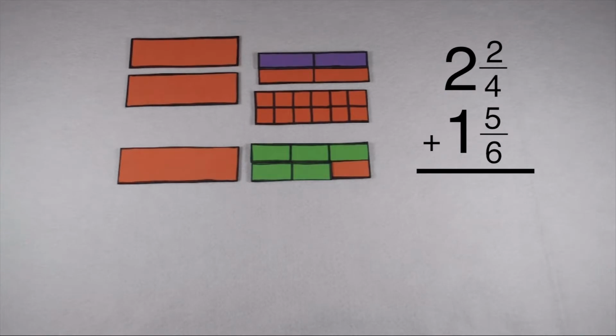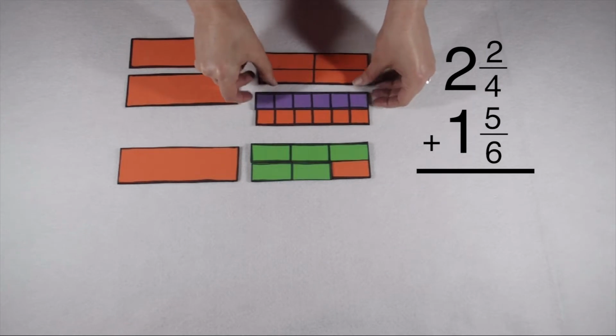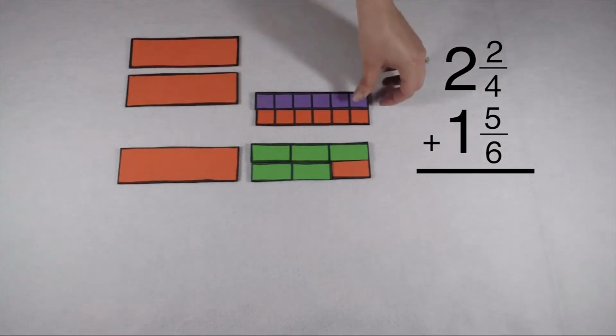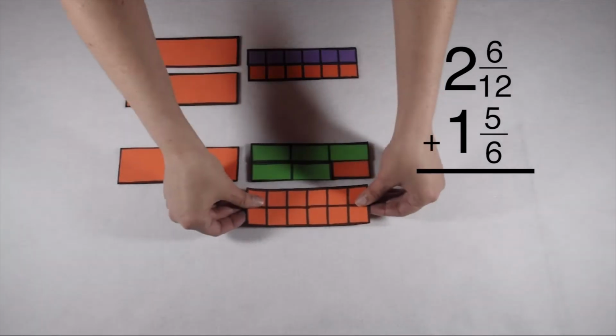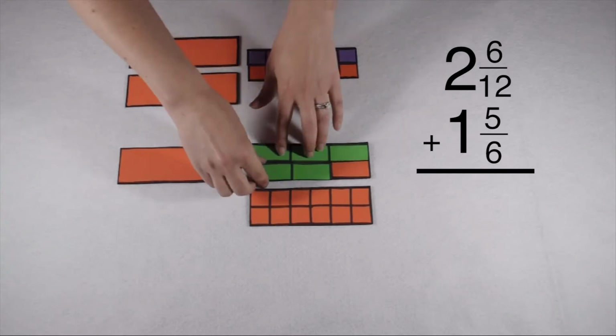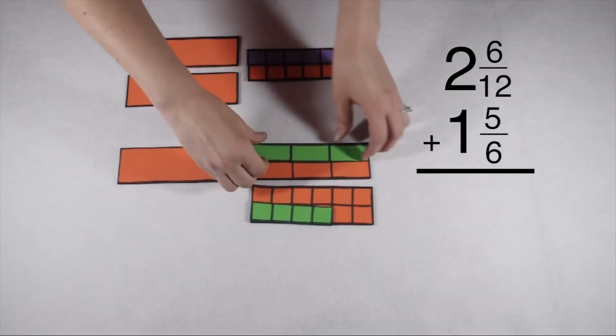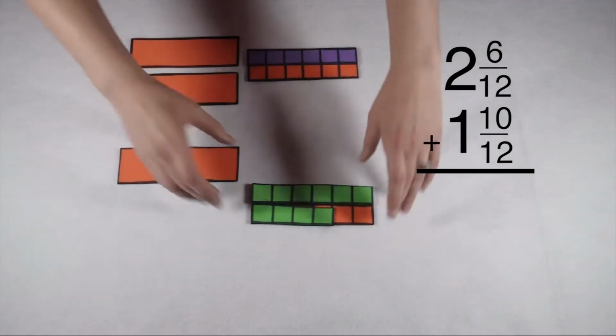To get from 4 to 12, I need to multiply by 3. Since I multiplied my denominator by 3, I need to multiply my numerator by 3 as well. 2 times 3 gives me 6, so my 2/4 is going to be equivalent to 6/12. I can then do the same thing with 5/6. 6 times 2 gives me 12, so I can also multiply my numerator times 2. 5 times 2 gives me 10, so 5/6 is equivalent to 10/12.